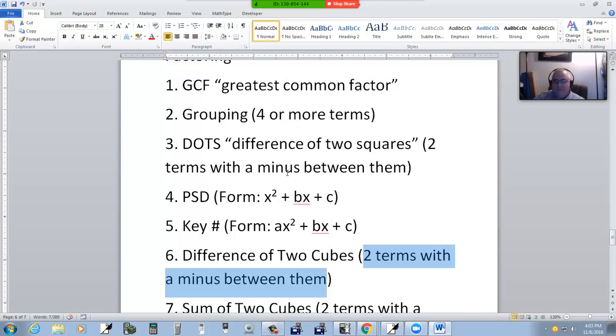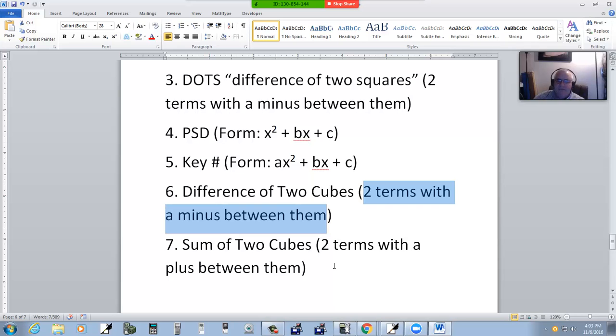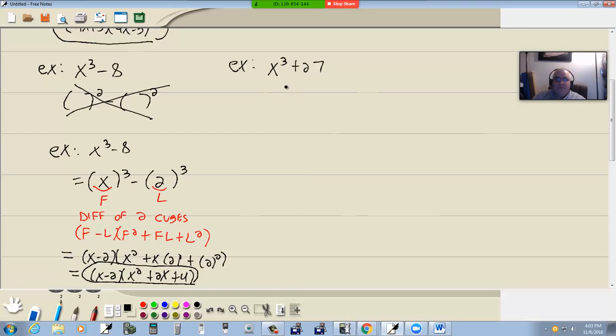That doesn't fit. Difference of 2 cubes, 2 terms with a minus between them? Again, that doesn't fit. But sum of 2 cubes, 2 terms with a plus between them, that would work. Or it's something we could try. It doesn't mean it'll work. It'll work if you can rewrite it using this form right here.